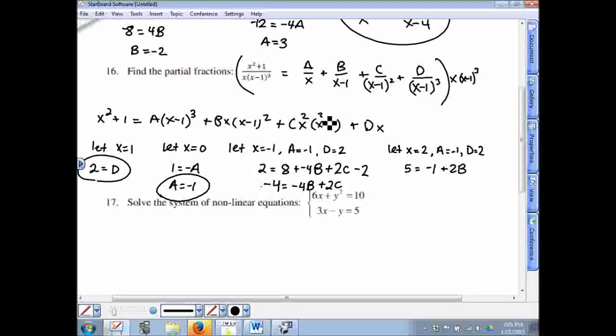Still don't know c, but again, x is 2. 2 minus 1 is 1. 1 times 2 is 2. 2 times c is 2c. And then d is 2. X is 2. 2 times 2 is 4. -1 plus 4 is 3. If you subtract 3 from the 5, you get 2 equals 2b plus 2c.